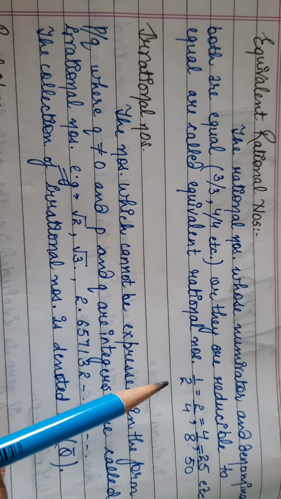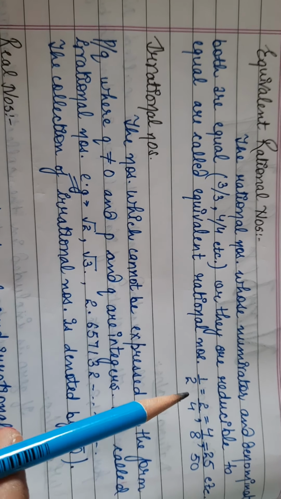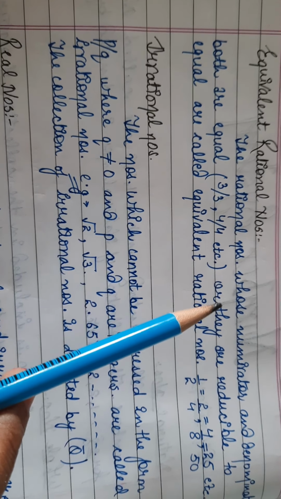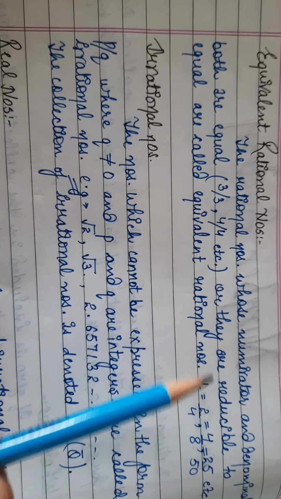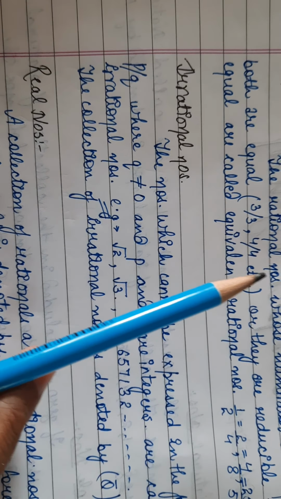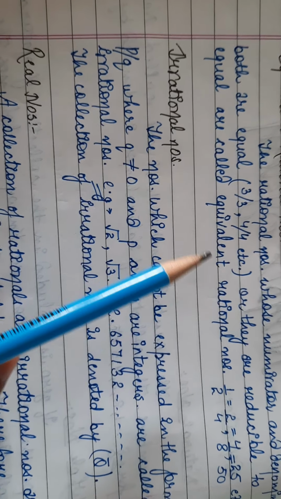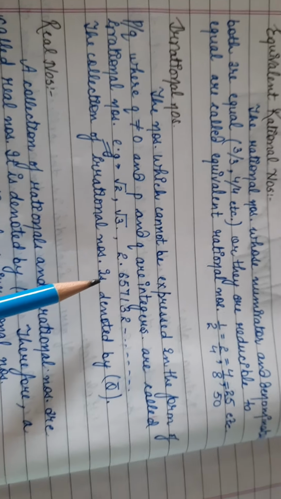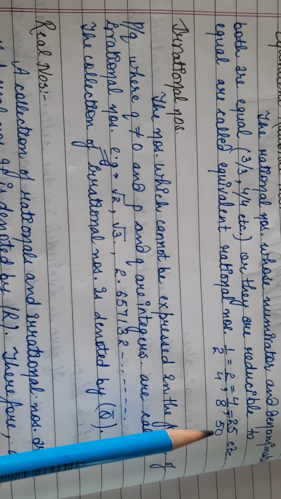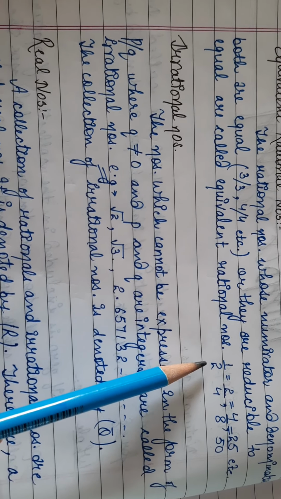So if you have to plot any of these rational numbers on the number line, we try to plot the reducible form, which is 1 by 2. So equivalent rational numbers are those whose numerator and denominator both are equal, like 3 by 3, 4 by 4, 5 by 5, 6 by 6, or they are reducible to equal, like in this example. They are known as the equivalent rational numbers. Now for plotting these rational numbers on the number line, we reduce them and then we plot 1 by 2 on the number line.